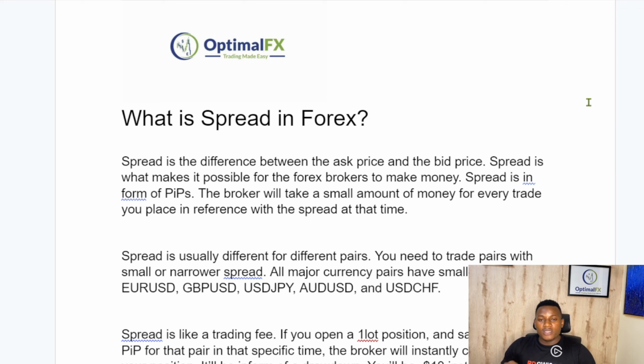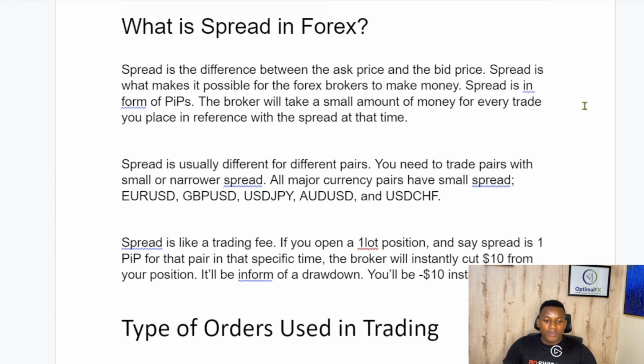Once you see that drawdown, that does not mean you have lost your trade. That just means that your broker has charged you $10 for taking that position. And if that position goes in your favor, then you make money. Once you're making money, that spread does not even matter. Now, spread is usually different for different pairs. You need to trade pairs with small or narrower spreads. So we usually talk about narrower or wider spreads.